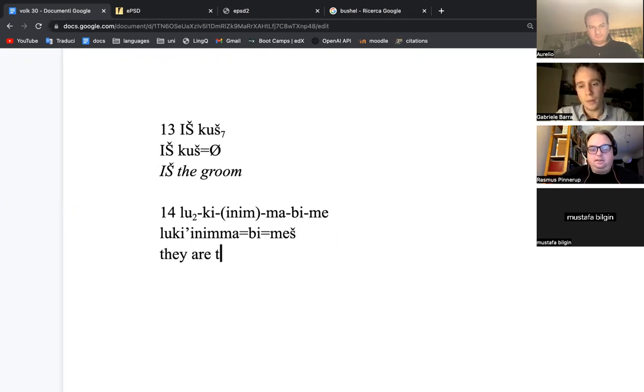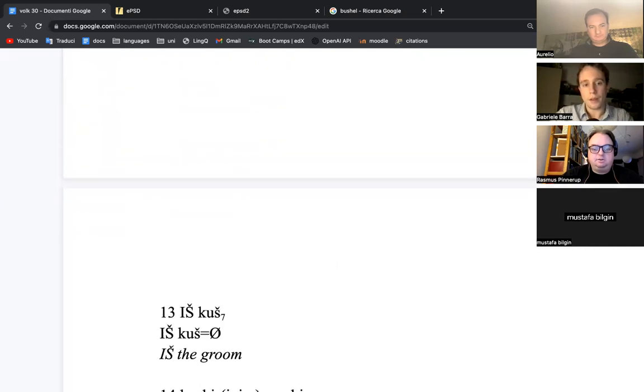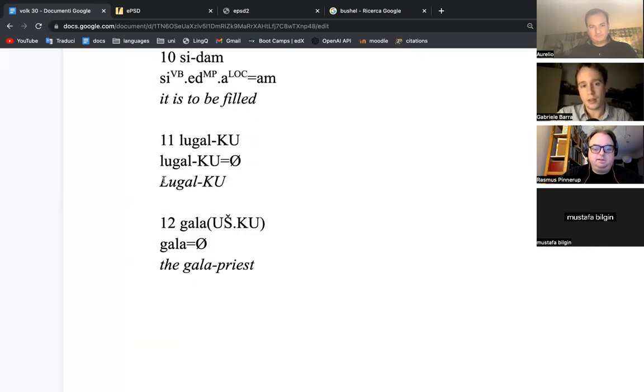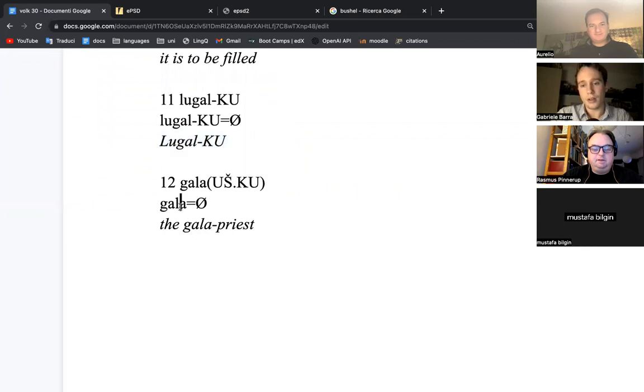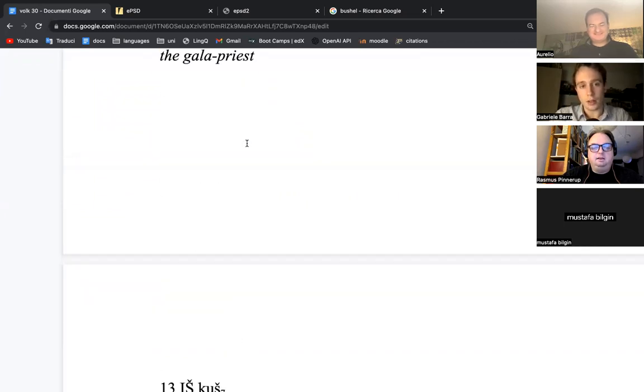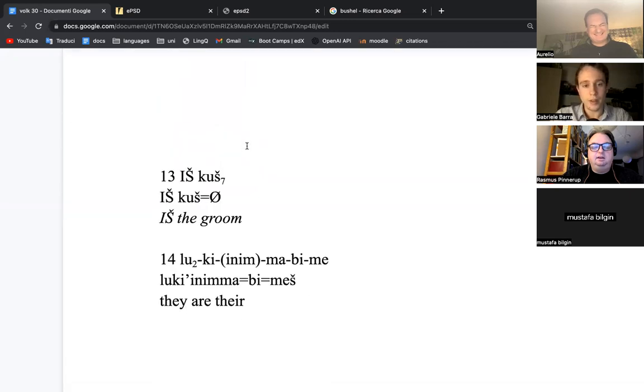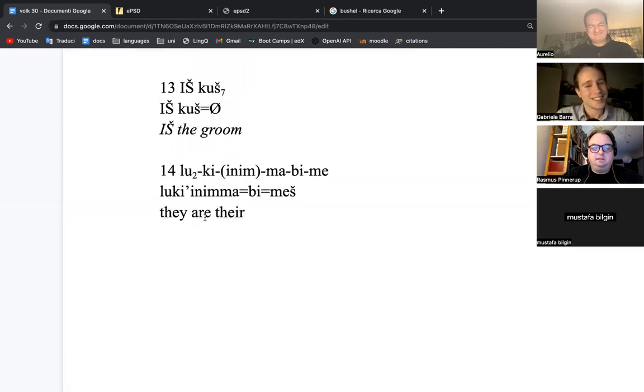But who are they? Is it the groom, or is it more than that? It's the butt king and the groomish. So it's the butt king who is a gala priest, and then the groom ish, and the two of them are witnesses to this case. Very cool. Yeah, okay.